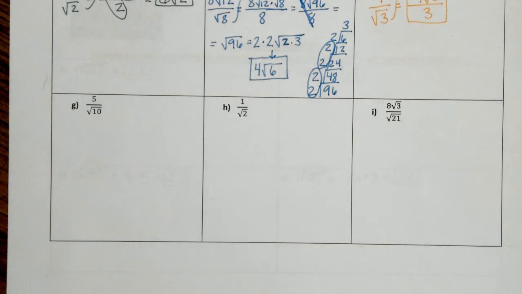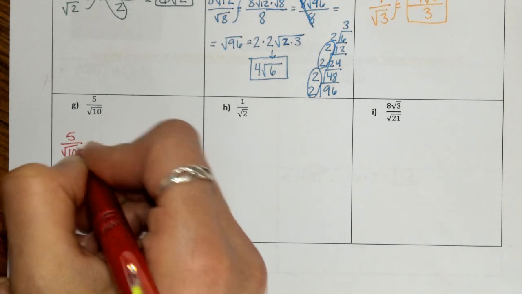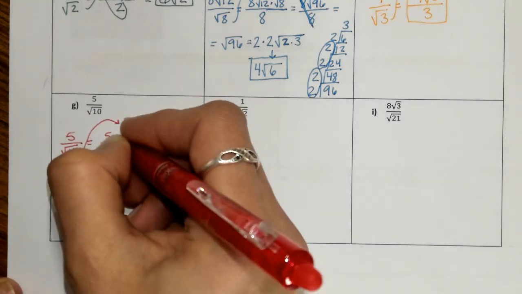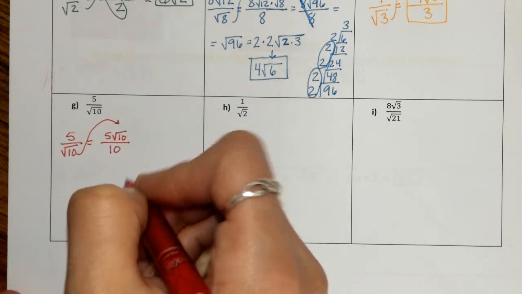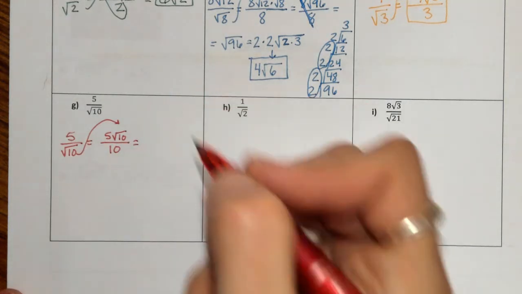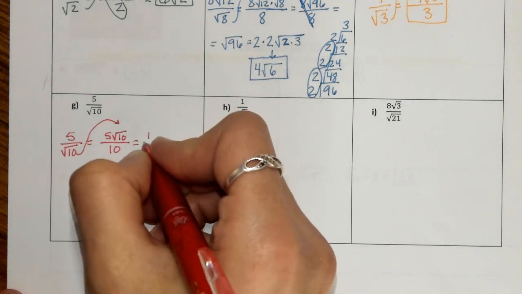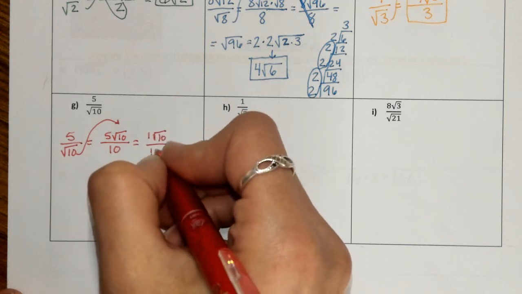Next, letter G. Do I shove it and leave it? So here's my 5 over the square root of 10. 5 goes up there. Shove that square root of 10 up to the top. Leave the 10 by itself on the bottom. Now, we could simplify 5 over 10 to 1/2. So when we do that 1/2, we have the 1 square root of 10 over 10.